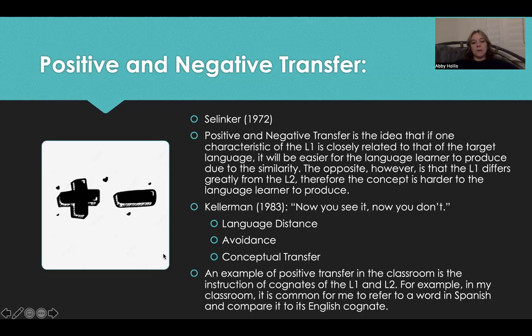And then just my classroom example, I would refer to again as the cognates that we would use a lot in our class, saying that this word is similar to this word. So red and rojo, they both start with an R, kind of sounds similar. So that's what I would say is a positive transfer. Okay.